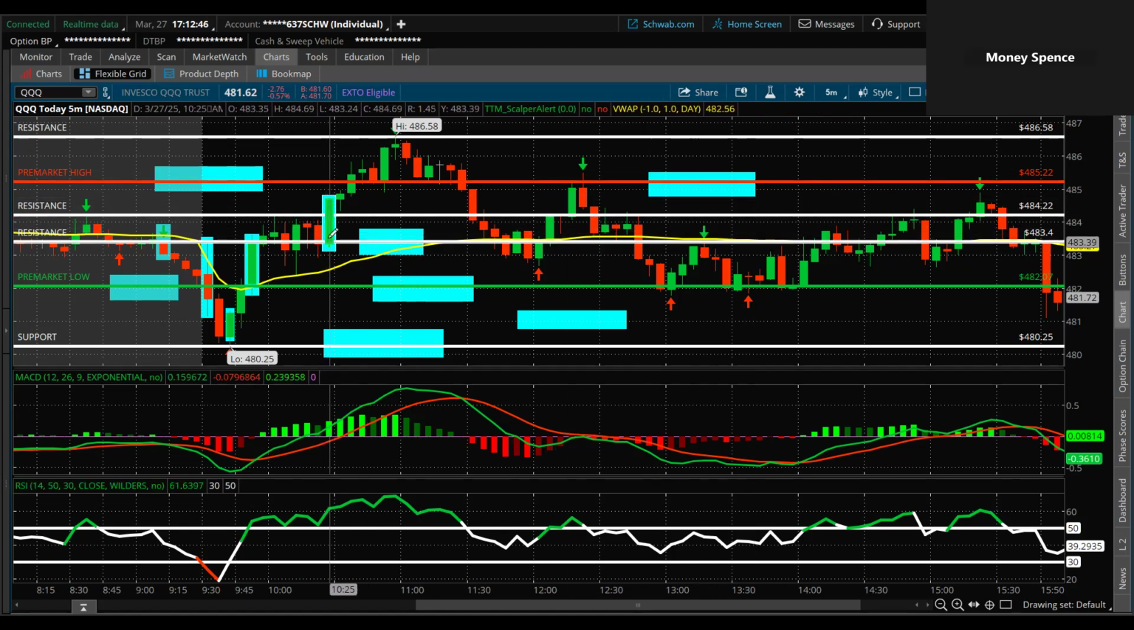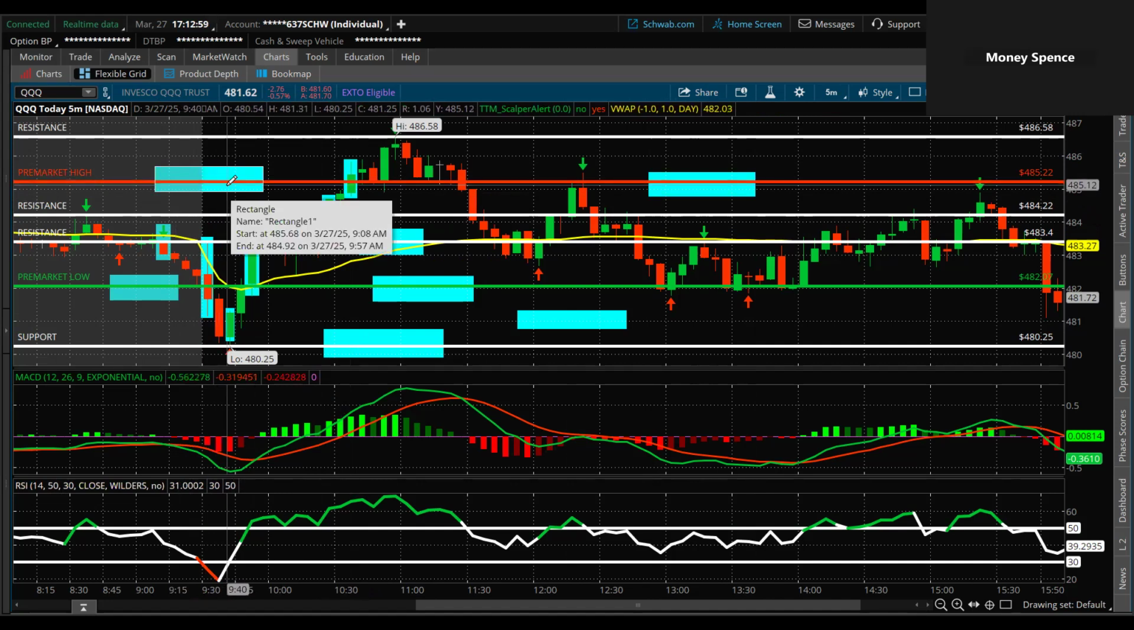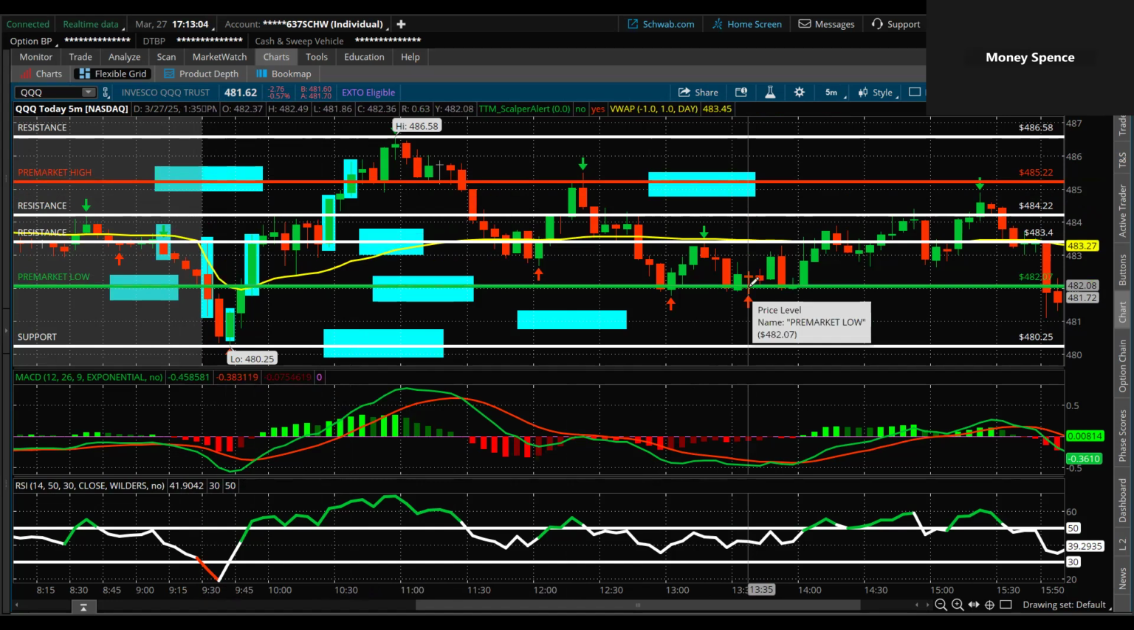So if you got in right here at 10:25 a.m., you could have sold your entire position right here at 10:35 a.m. at the pre-market high. That's why it's extremely important to have your pre-market high and pre-market low levels in place before the market opens. Then as the day transitions by, that's when you start developing your support and additional resistance levels. So the second opportunity was right here.